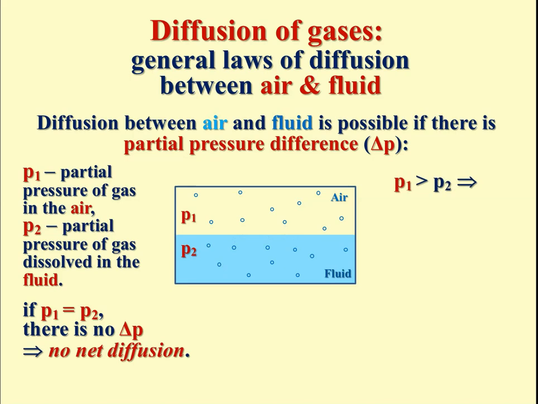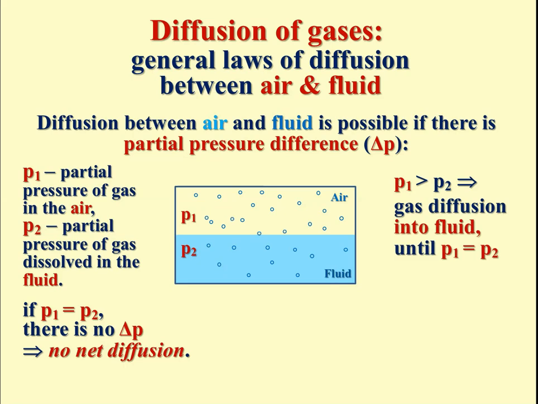But if there is a difference of pressure, for example, pressure in the air is higher than pressure in the fluid, so now we have a higher content of air particles and therefore higher pressure. So you can observe net diffusion, and of course it goes down the gradient, from the area with higher pressure into the area with less pressure. Gas diffusion goes predominantly into fluid, until the moment when pressures become equal again and diffusion occurs but without changes.